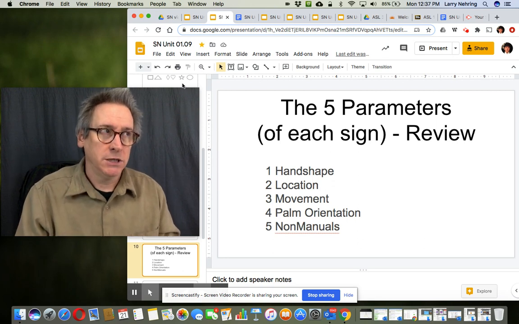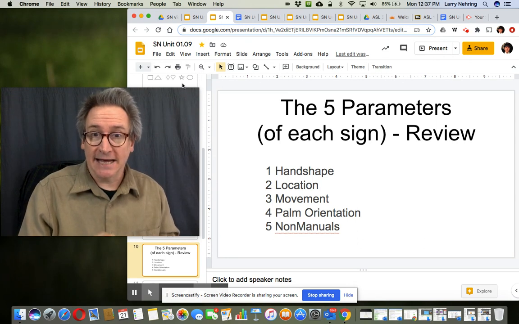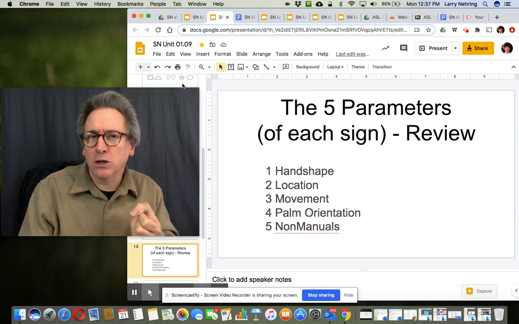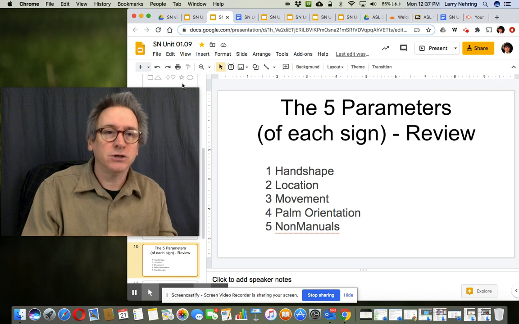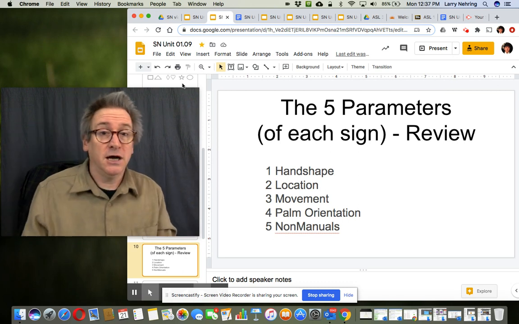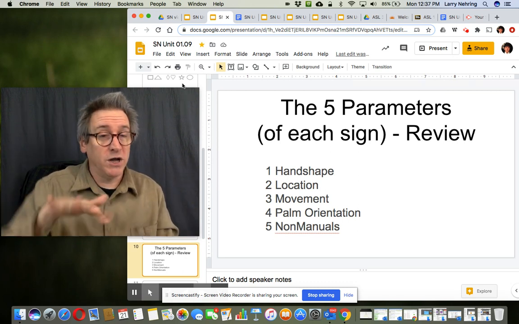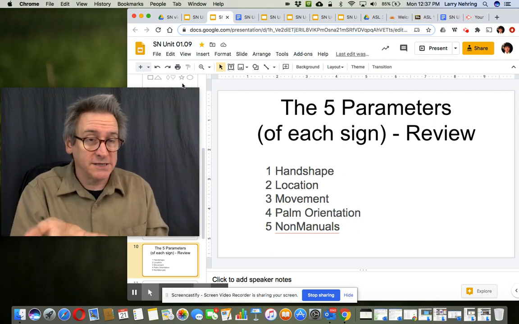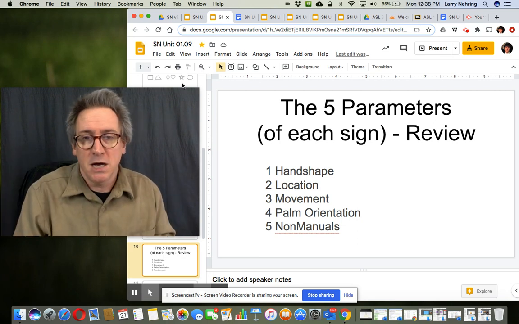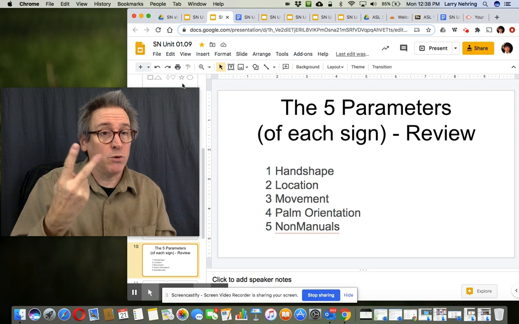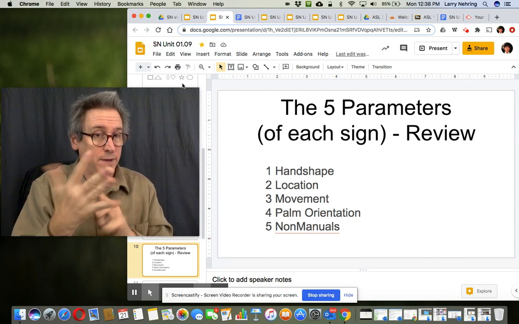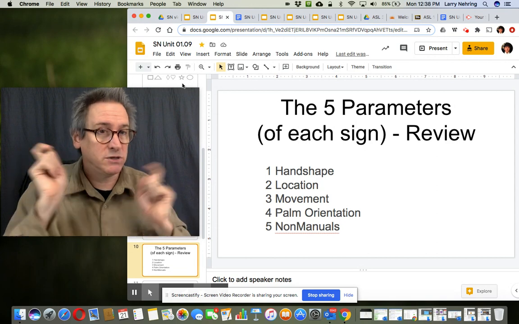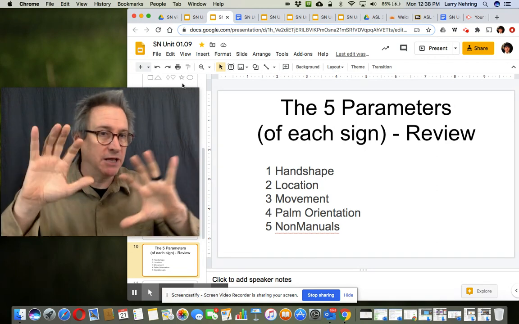As you note a new sign, take a look at what's the hand shape, what's the location or locations. Does the hand shape change? Does the location change? What's the movement? What is the palm orientation involved? Is the hand up? Is the hand down? Like we saw 1, 2, 3, 4, 5, or 1, 2, 3, 4, 5. So palm forward, palm back. And non-manuals. Is the face doing something while you're signing it?